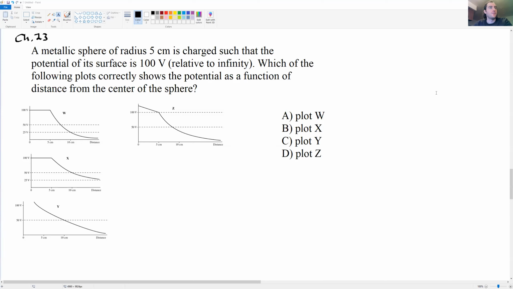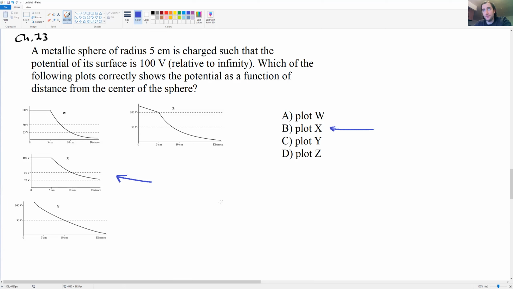Okay, so we're back after a good amount of discussion for this question. A metallic sphere of radius 5 centimeters is charged such that the potential of its surface is 100 volts relative to infinity. Which of the following plots correctly shows the potential as a function of distance from the center of the sphere? We have unanimous consent here on this plot, which would be plot X, answer B.